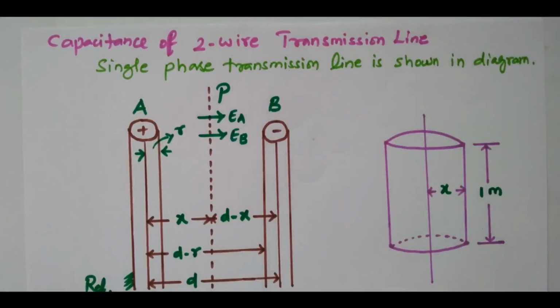Welcome viewers, in this video we'll see the capacitance of two wire transmission line. This is the overhead transmission line having the two conductors. So the single phase power can be transmitted through this transmission line. It is an overhead transmission line.